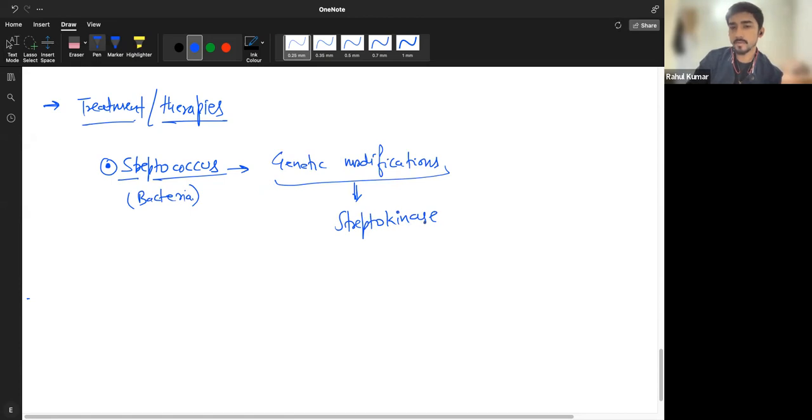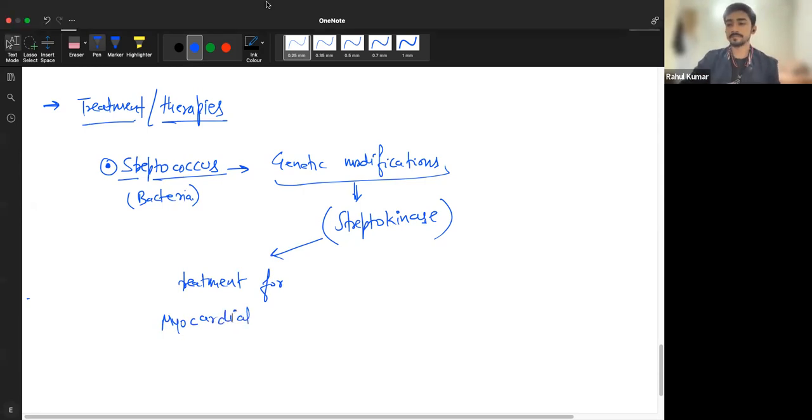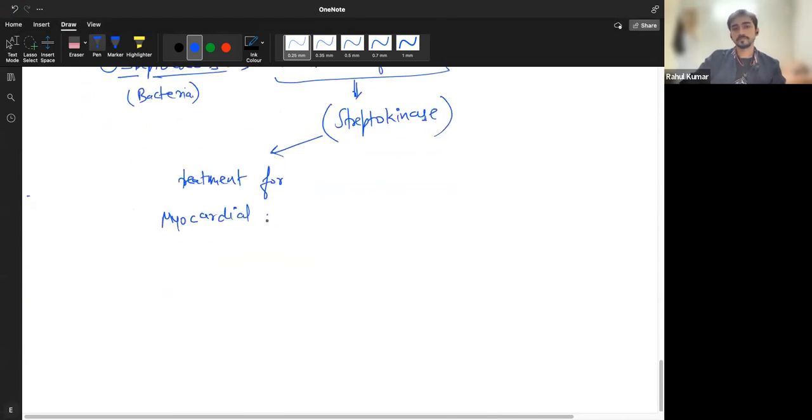If it is an -ase, can you tell me what it is as a molecule, as a compound? Enzyme. Yes, -ase means enzyme. So this is used in therapy for treatment of myocardial infarction. The word myo means muscle. Cardiac means heart. Myocardial means muscles of the heart. Infarction means they get killed. That's called heart attack.